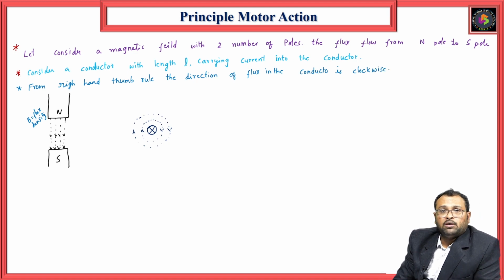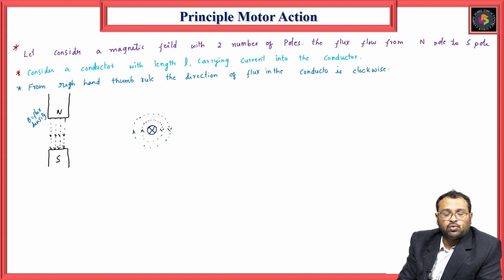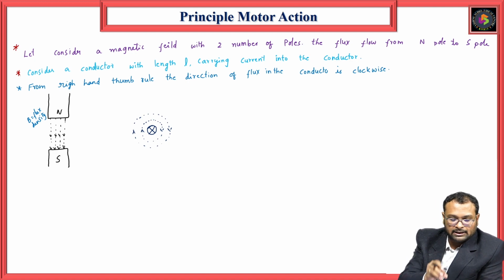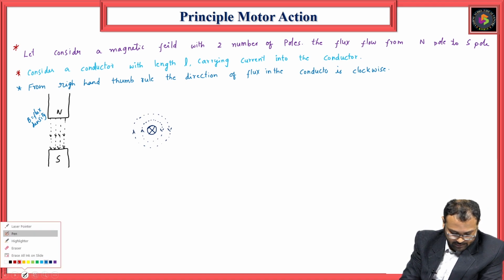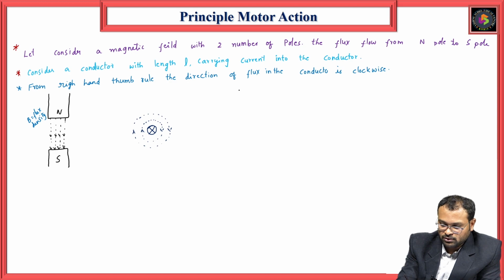Right? So now we want to check the Lorentz Force Law. We want to know the principle of motor action. So what we have to do is keep this current carrying conductor in the magnetic field. So now we have a magnetic field. This is my magnetic field, with north and south.